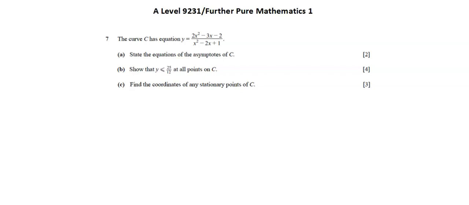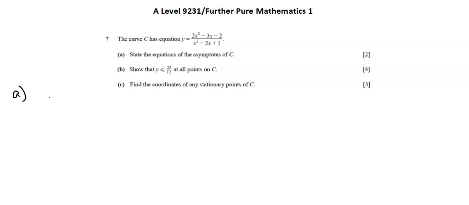This is the specimen paper for 9231 Further Pure Mathematics 1 for the 2020 exam series, question 7. We're given the curve C. Requirements A, B, and C is where we'll begin. A, state the equations of the asymptotes of C. B, show that y is less than or equal to 25 over 12 at all points on C. And C, find the coordinates of any stationary points of C.